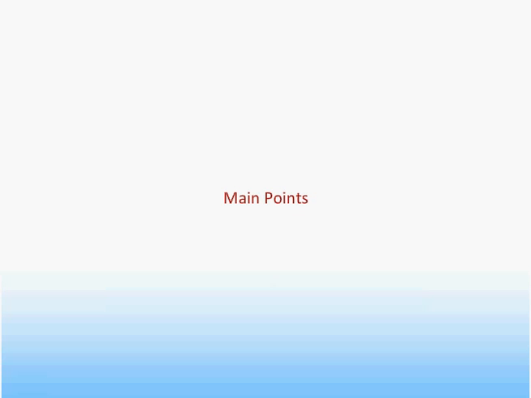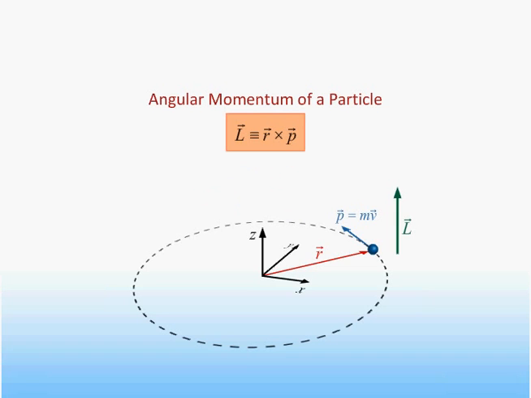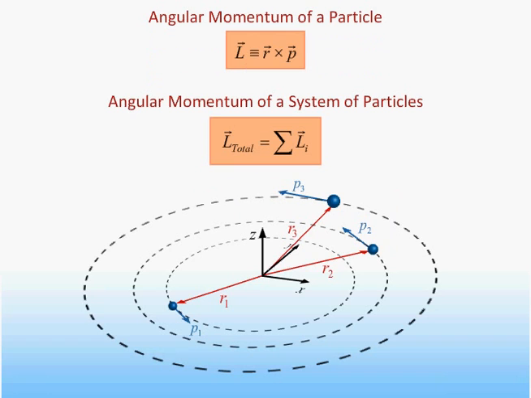We conclude with a brief discussion of the main points of this pre-lecture. First, we define the angular momentum L of a point particle about some axis as the cross product of r, the vector from the axis to the particle, with the momentum vector of the particle. We extended this definition to a system of particles by defining the angular momentum of the system to be the sum of the individual angular momenta.